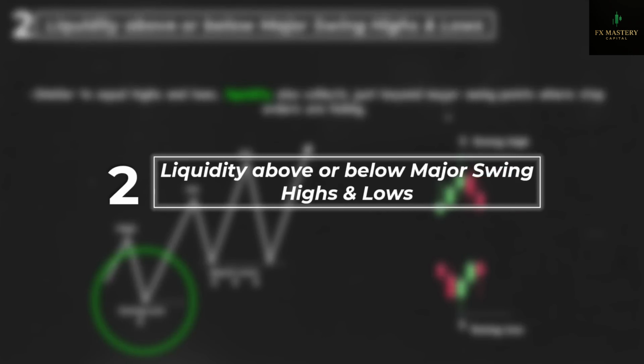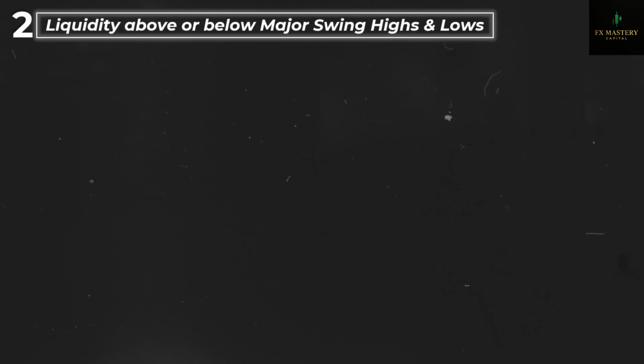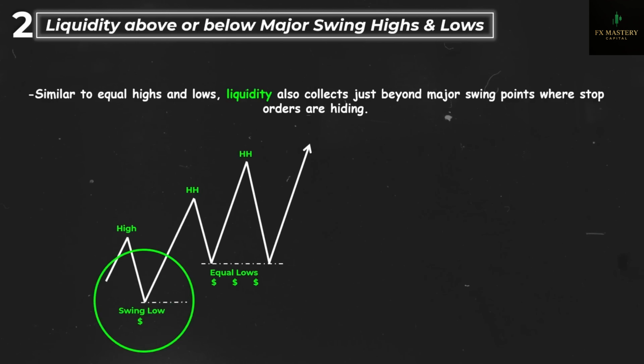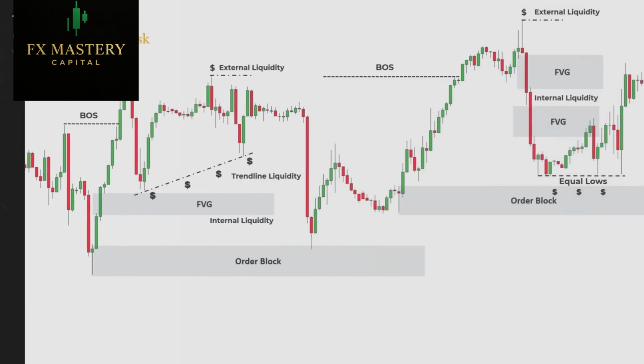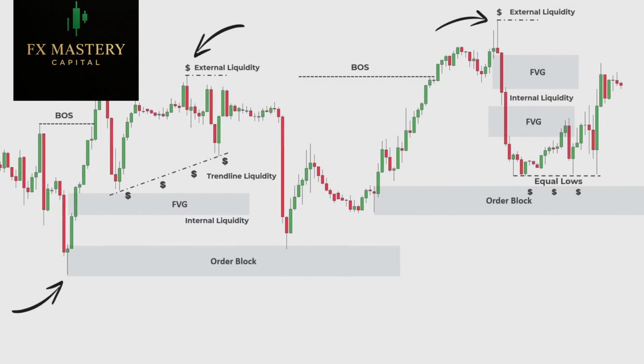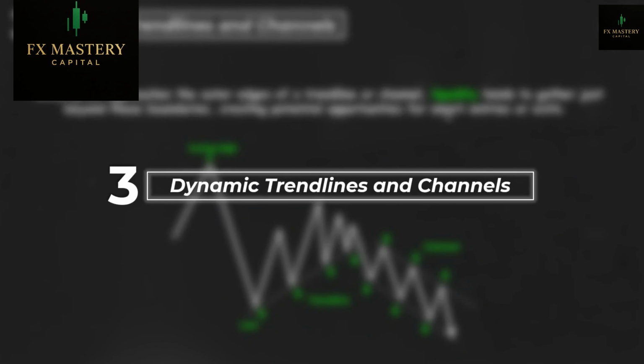Number 2, sell-side and buy-side liquidity, above or below major swing highs and lows. Similar to equal highs and lows, liquidity also collects just beyond major swing points where stop orders are hiding. For example, inside this range, this swing high acts as a buy-side liquidity pool that we can target for future exits or profit-taking.